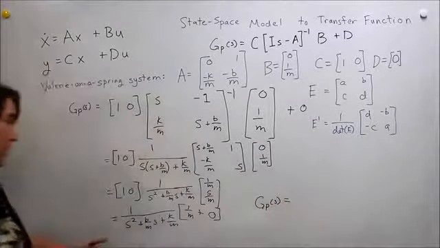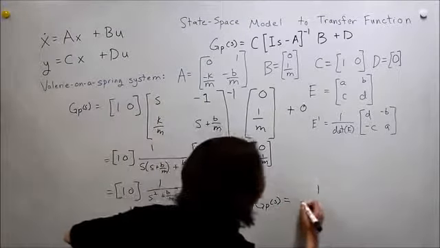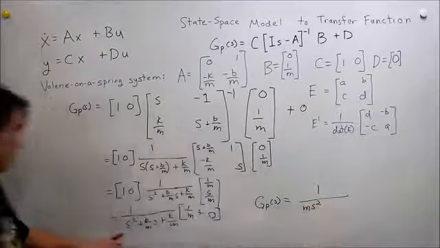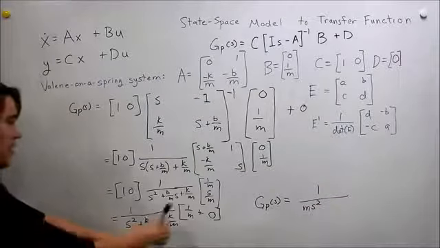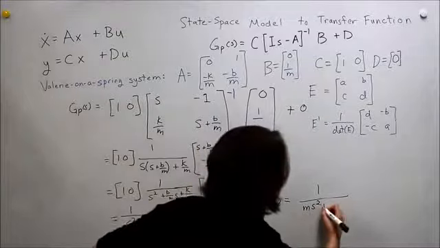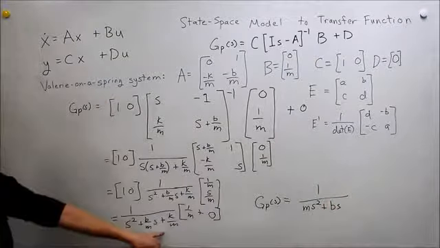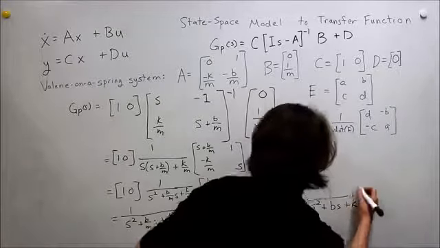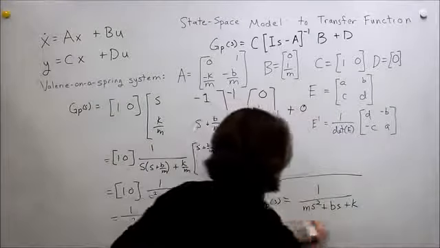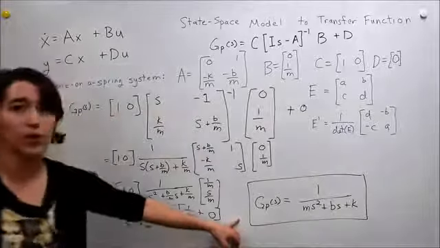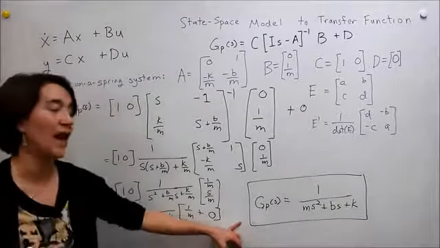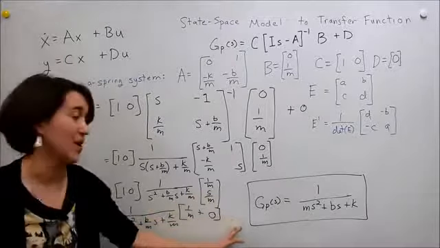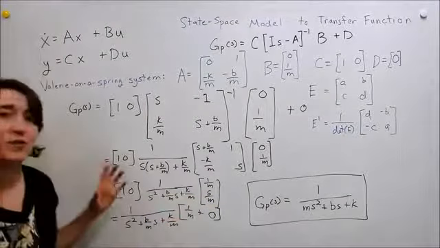So the transfer function is equal to 1 over, so M times S squared plus M times B over M, so B S, and multiplying the M, so plus K. And this should be equal to our transfer function. If we go back and check the original transfer function that we did, we'll see that they are the same. So this was successful in our transformation.